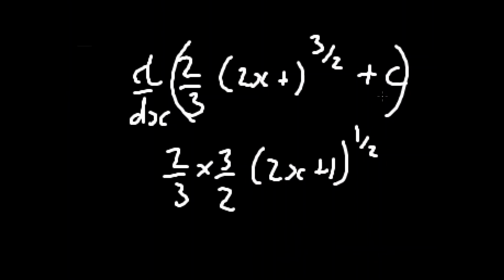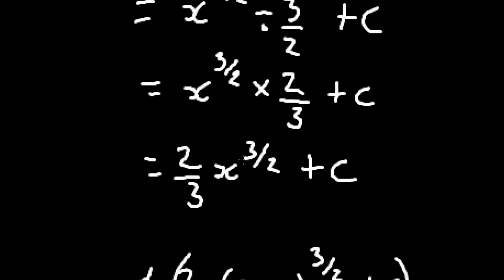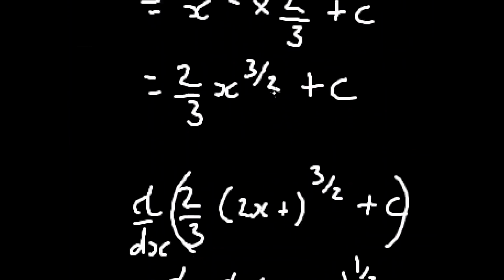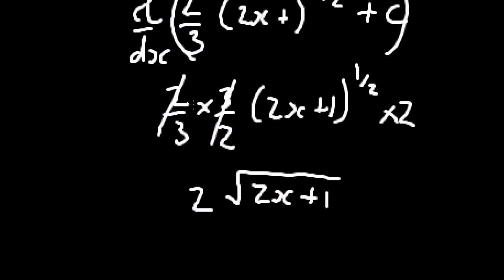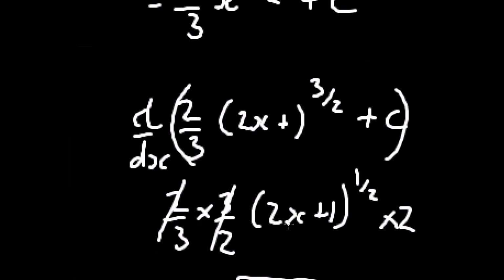So that cancels out. But now we have to times by 2, because you remember the chain rule, right? When we differentiate that, we times by 2 there. So now we've got this extra 2. And this doesn't equal the same thing that we had at the top here. We've got this extra 2 here. So what we have to do is divide by 2.